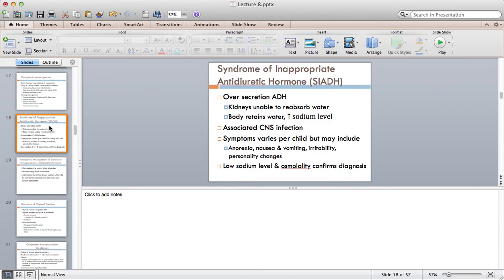Another thing we need to watch out for is water intoxication. Yes, we're trying to replace fluids, but again, look at the cerebral symptoms. The child starts becoming irritable. Look at your vital signs. You need to monitor that child very closely. Any other questions?